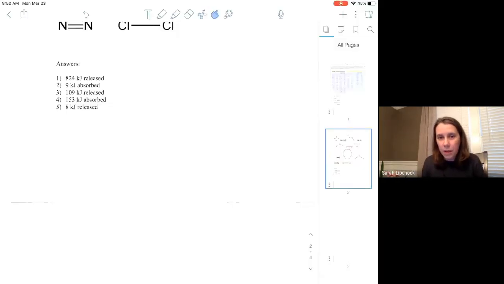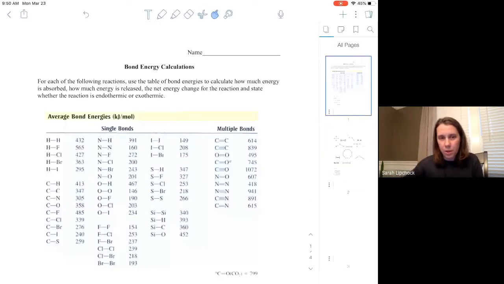Worksheet. Was everybody able to pull up this worksheet? It's in Google Classroom. Can you all hear me still? Yes. Okay, awesome. All right, so if you want to open that up, I'm going to use this throughout the lesson to show you what we're doing, but that's where the problems are that you're going to do.